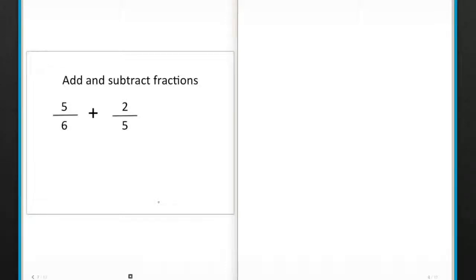Adding and subtracting fractions. If the denominators are different, we can't do it. So the denominators must be the same. So step one, find a common denominator. So I'm going to find a number that both of these divide into. So the 6 times table goes 6, 12, 18, 24, 30. And I know that that's my number because anything that divides by 5 ends in a 0 or 5.